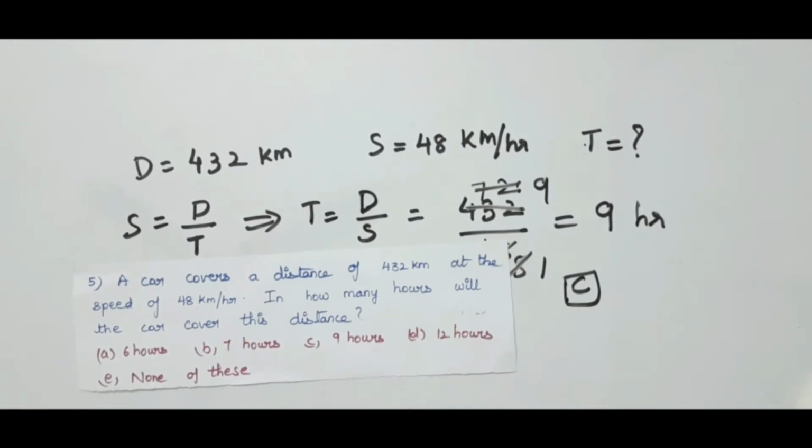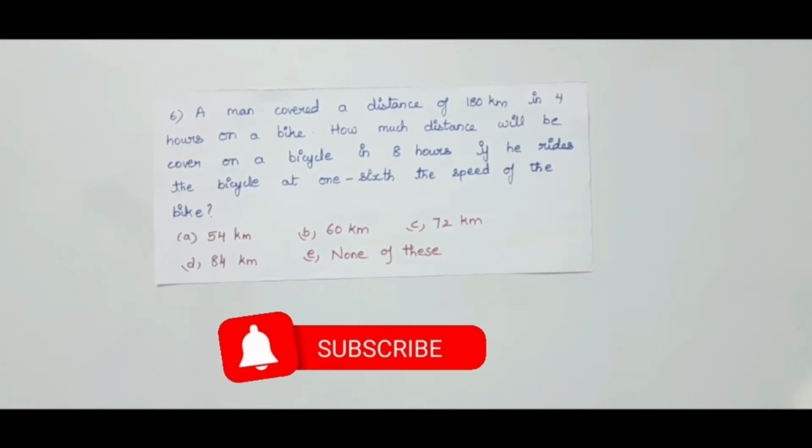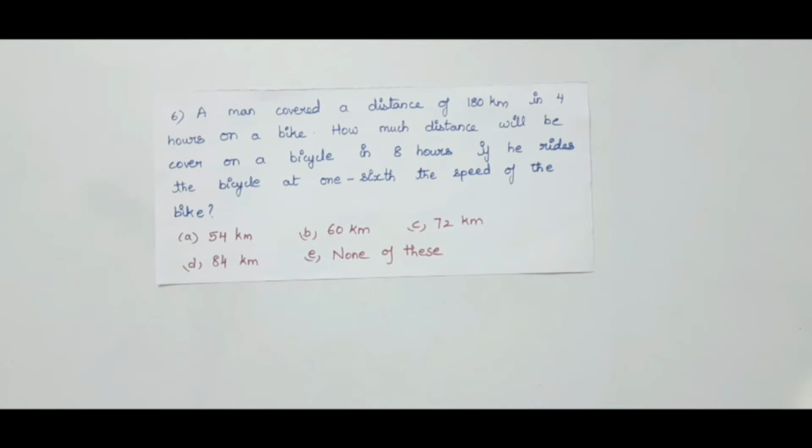Now let us go to the next problem. Next problem. A man covered a distance of 180 kilometers in 4 hours on a bike. How much distance will be covered on a bicycle in 8 hours if he rides the bicycle at 1/6 of the speed of the bike? Options given as A 54 kilometers, B 60 kilometers, C 72 kilometers, D 84 kilometers, E none of these.